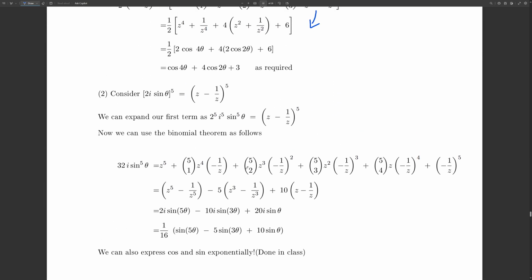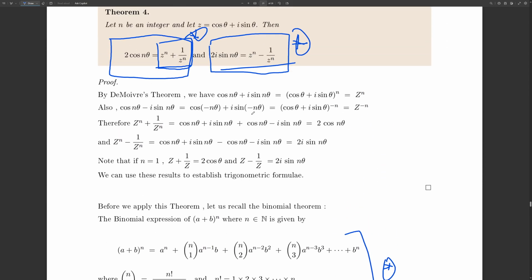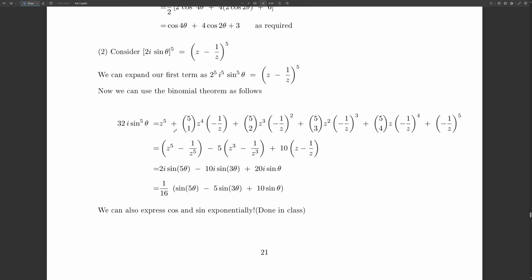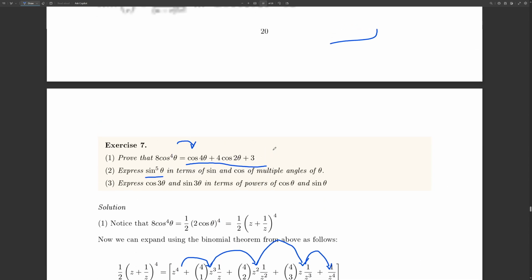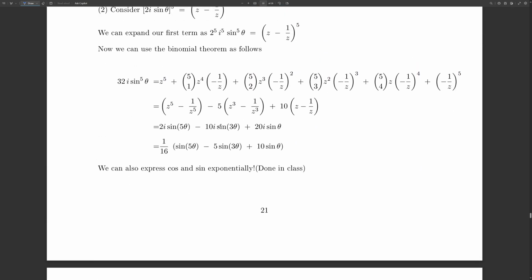So the procedure is exactly the same. I put this to resemble this form here. And that's what I have here. So 2 to the power of 5, i to the power of 5, sine to the power of 5 theta. But we already know what 2i sine n theta is, which is of this form, and n is 5 here. Use the binomial theorem and substitute your values. Break it down and look for the ones that resemble this form here, which is these here, right?